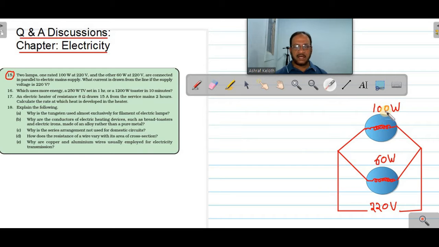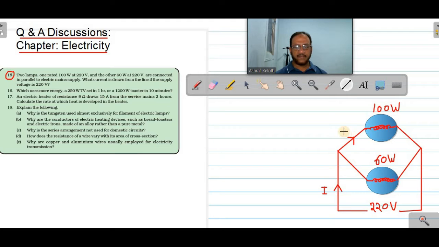Okay, here we have two bulbs. One is 100 watts, the other is 60 watts. They are connected to a 220 volt supply. So the current will be flowing from the main line. Suppose I is the current flowing from the main line. Then that's split into two branches here.